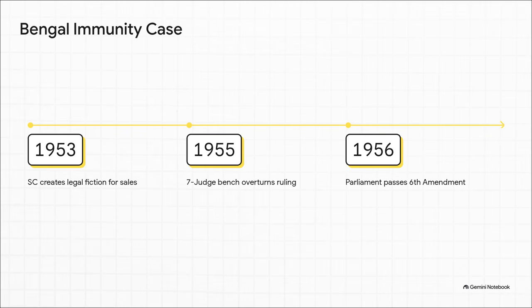And you know, sometimes identically worded explanations yield wildly different outcomes, requiring massive sweeping interventions. Take a look at this constitutional timeline regarding the Bengal immunity case. In 1953, the Supreme Court held that an explanation to Article 286 created a legal fiction that converted interstate sales into local sales for tax purposes. But just 2 years later, a massive 7-judge constitutional bench overturned that completely, severely restricting states' abilities to tax those deliveries. This created such an unbelievable legislative headache that by 1956, Parliament had to actually step in, pass the Sixth Amendment, and enact the Central Sales Tax Act just to resolve the chaos.